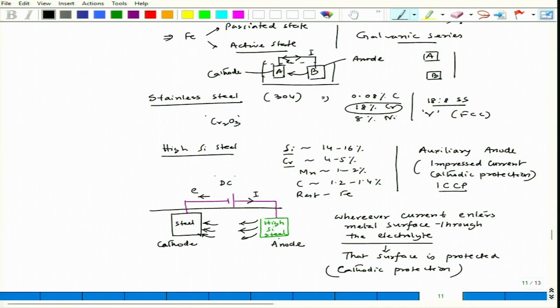Now here high silicon steel, because of its very property of passivating nature, doesn't dissolve, but still it acts as a conducting path for the electricity to pass through the electrolyte and into the steel object which is to be protected. So this is again the typical influence of the alloying elements or the composition. Like this, there could be several such examples.